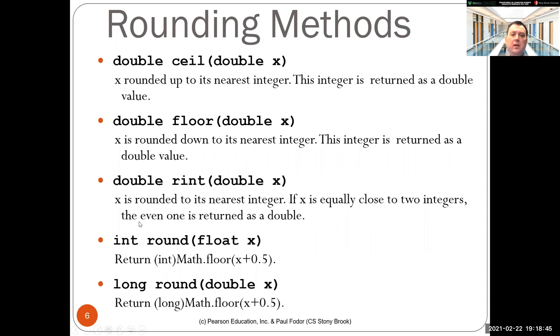And similarly, if you call round for a double, it will return a long. The reason for that is doubles are 8 bytes. So the result of round is always a long, because you also need 8 bytes for the integer part to transform a double always successfully to an integer.